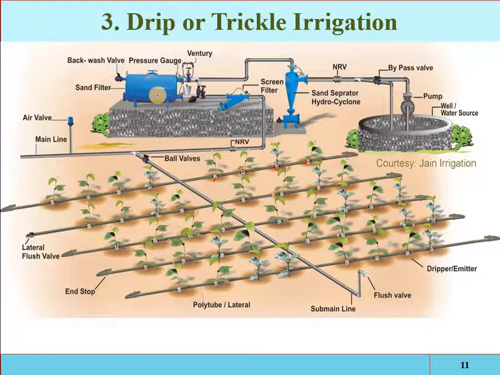This system was first introduced in Israel in 1935. In this irrigation, water is applied in the form of drops directly into the root zone, that is, directly applied near the base of the plant. Water is conveyed through a system of flexible pipes. You can see that the water is pumped from a well. It is cleaned or treated, because treatment is required. Otherwise the pipes will be clogged or blocked, and the system will be damaged.